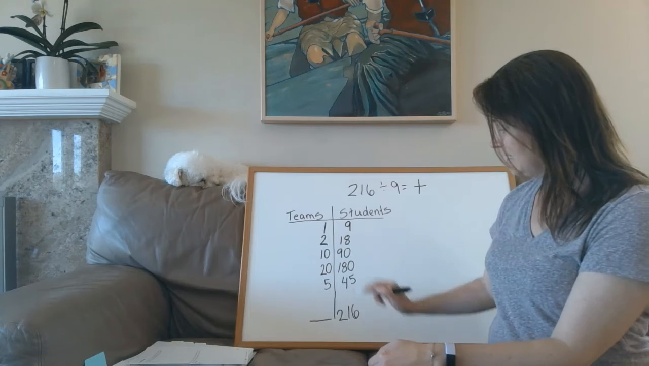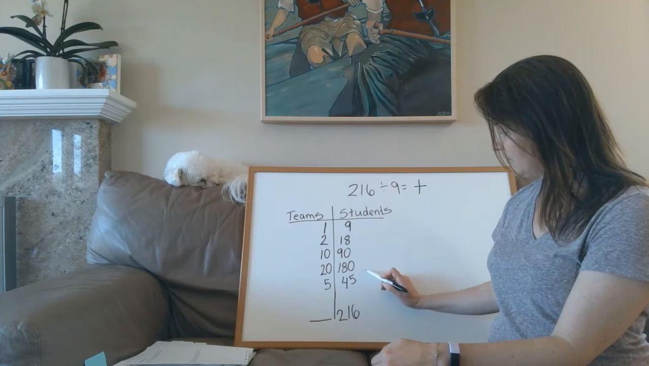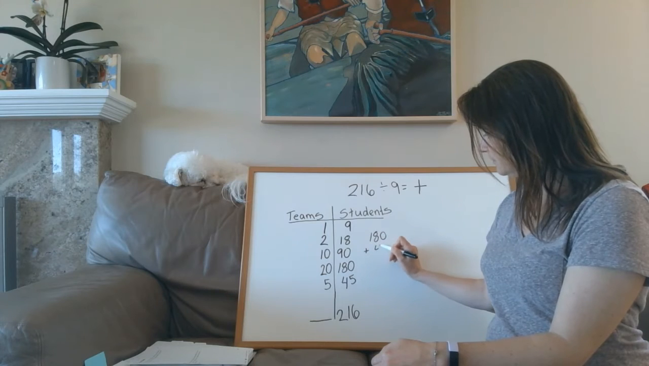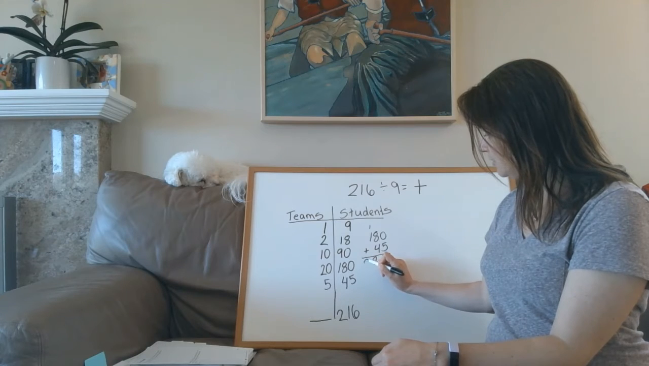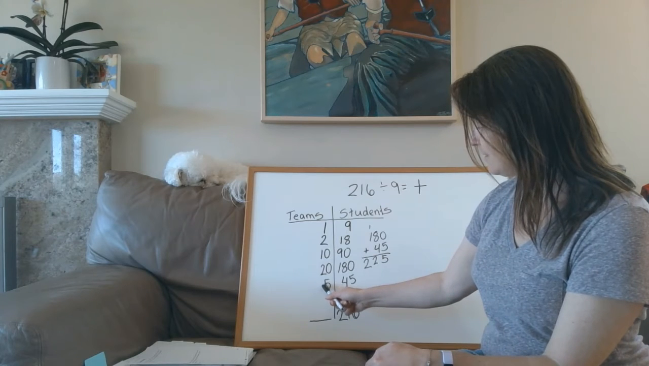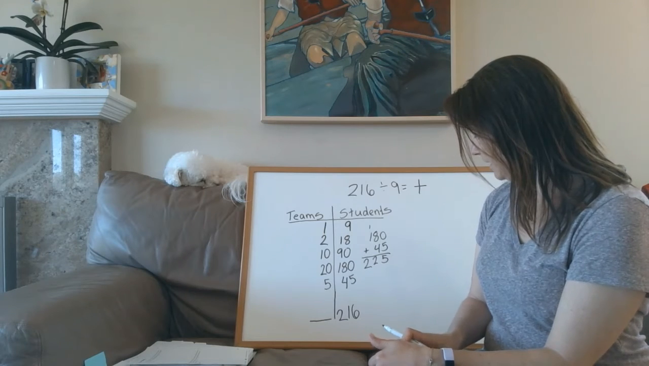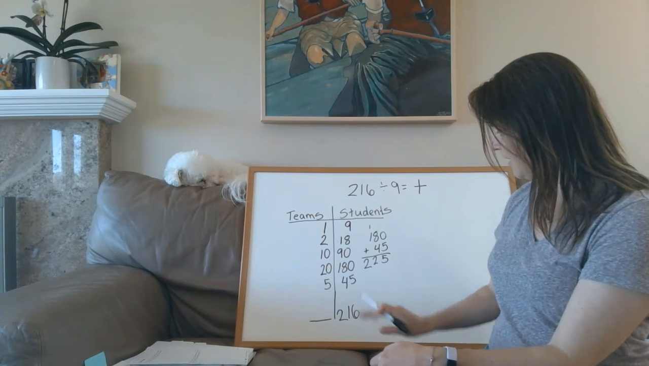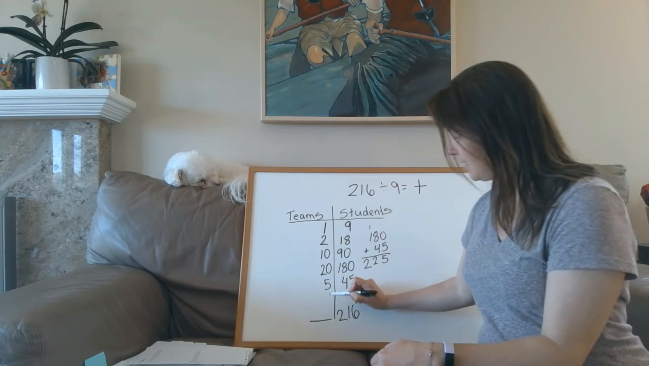Now, looking at these two numbers here, 20 and 5, and these two numbers here, 180 and 45. If I do the math over here, see where I'm at with my students. I am at 225, which means I went too far. I need a number less than 5 to get to 225. So what number do I need to get there? If I'm trying to get to 216 and I'm at 225, let's take one of those 9s away. Let's use 4.